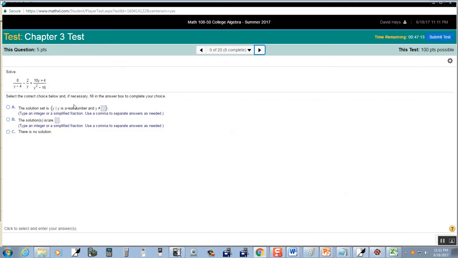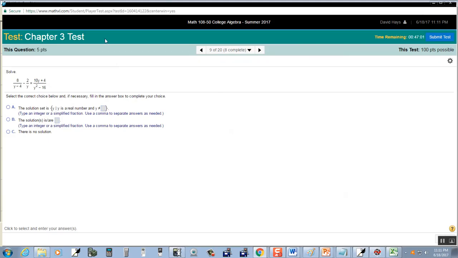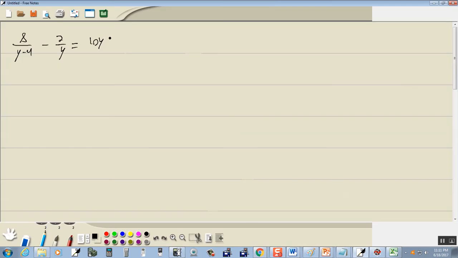Now here, we got 8 over y minus 4 minus 2 over y equals 10y plus 4 over y squared minus 16. First off, we need to factor all of our denominators. So we've got 8 over y minus 4 minus 2 over y is equal to 10y plus 4 over y plus 4, y minus 4.